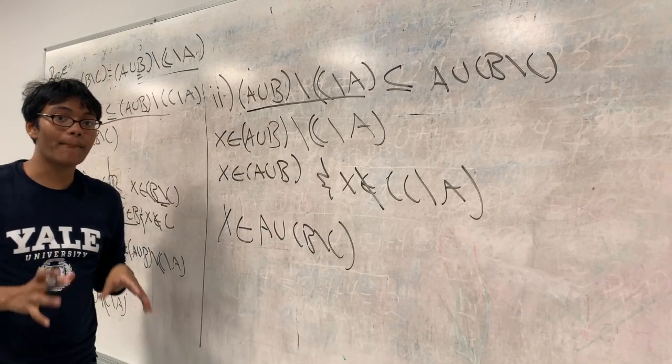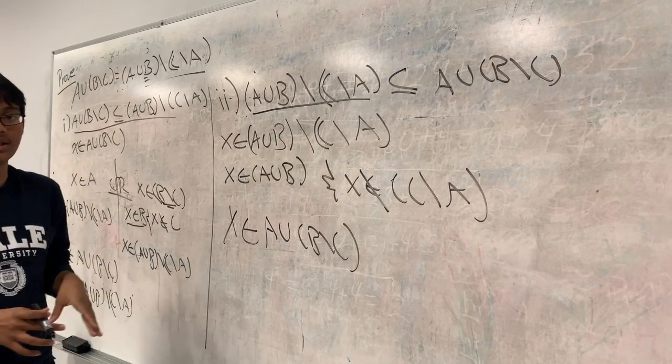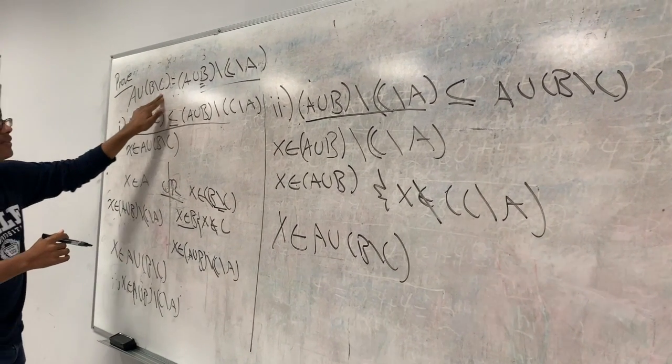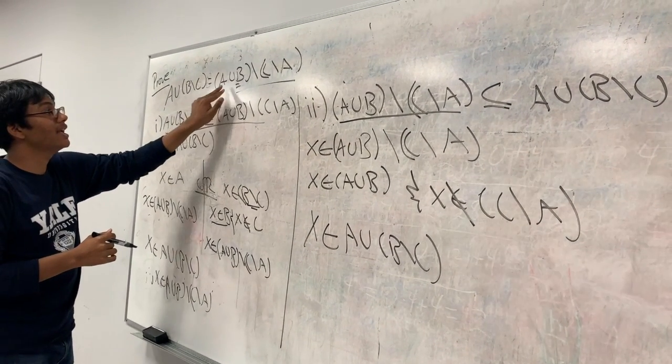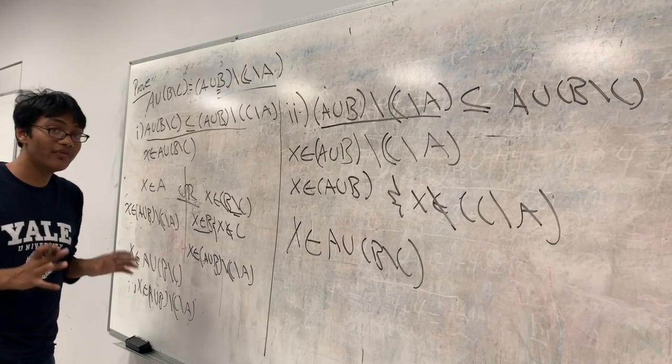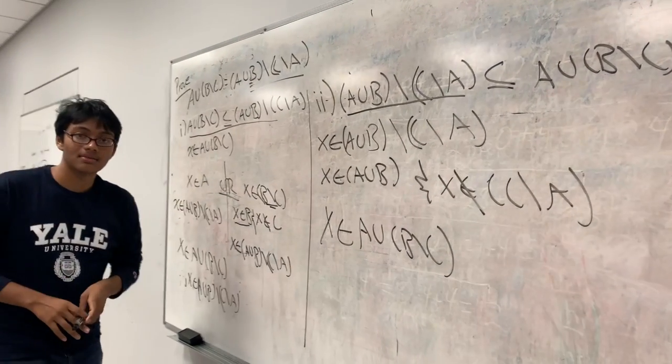And now we can combine these two subset statements to get the final answer, which is that A union B difference C is equal to A union B difference C difference A. And so we have proved this set theory statement.